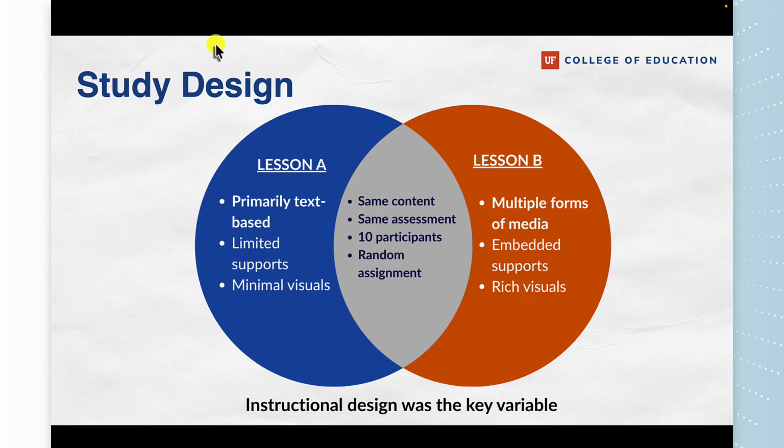To investigate this, I used a two-group comparison design. Lesson A was primarily text-based with limited supports and minimal visuals. Lesson B contained the same content and assessment, but included multiple forms of media, embedded supports, and richer visuals aligned to UDL principles. Ten participants were randomly assigned to one of the two lessons. This allowed instructional design to serve as the key variable.